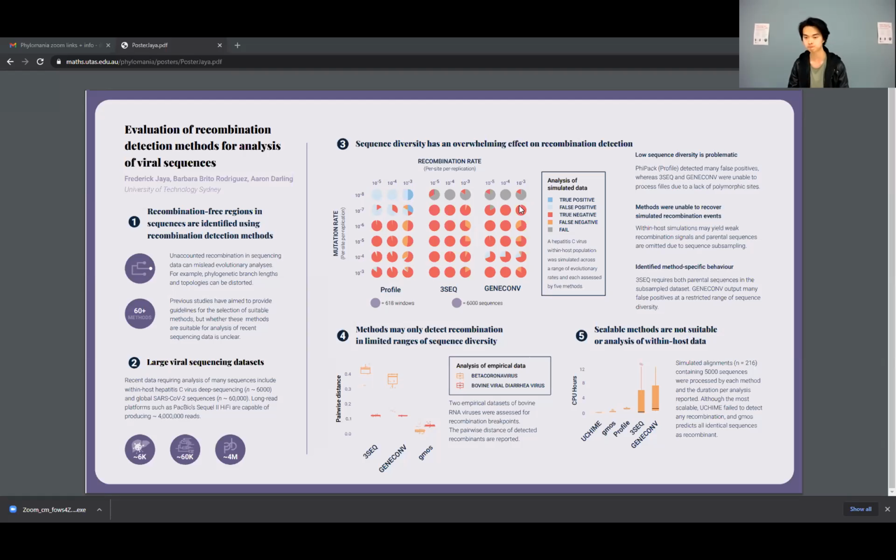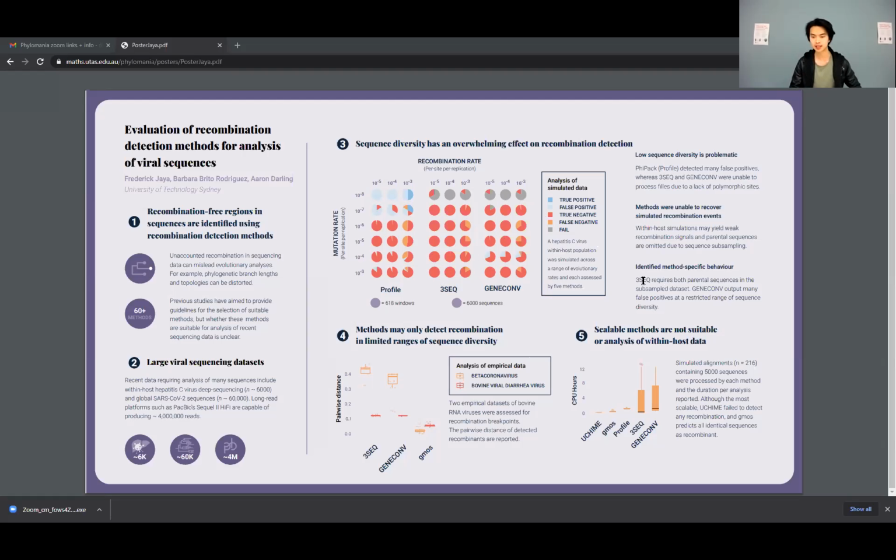And in 2 other methods, 3seq and GeneConv, some analyses could not be run due to a lack of polymorphic sites. And secondly, with simulated data, we found that methods might not be able to recover the simulated recombination events represented by the abundance of red and orange here. And we think that might be an artifact of our simulations. Maybe we're not simulating as much recombination as we expect, or maybe a within-host population has a weaker recombination signal.